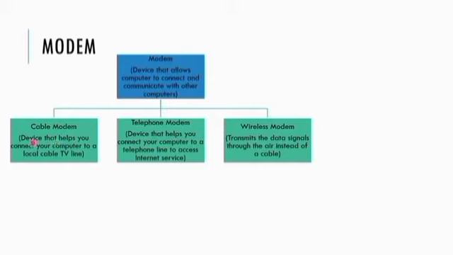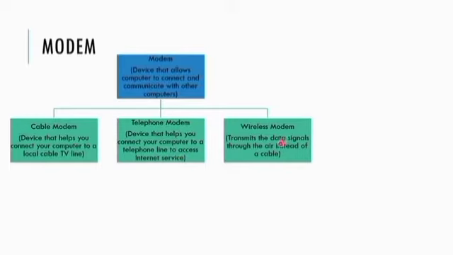What is a cable modem? A device that helps you connect your computer to a local cable TV line. It has two connections, one to the cable outlet and the other to the computer. Next is the telephone modem. A device that helps you connect your computer to a telephone line to access internet services.